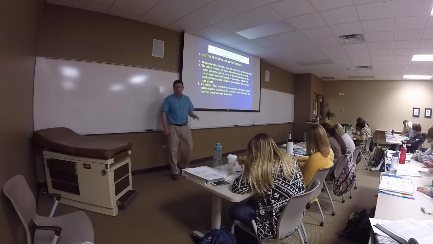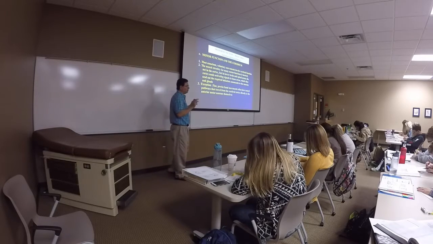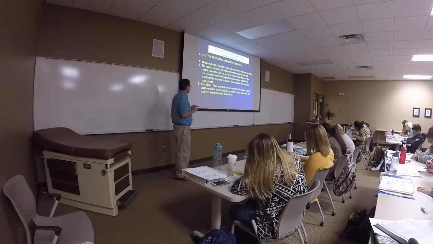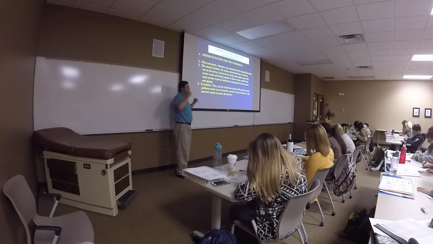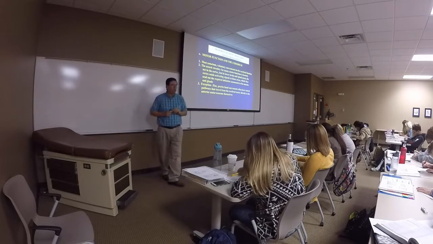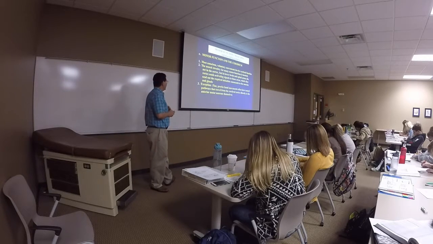There's one very important exception. That exception is fine movements of the fingers, hands, and wrists. Fine movements of the fingers, hands, and wrists are controlled directly by an area of the primary motor cortex of your brain. We're going to see that.